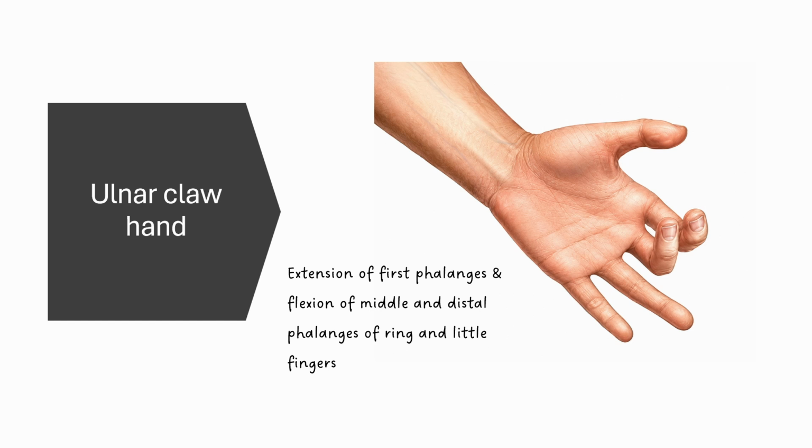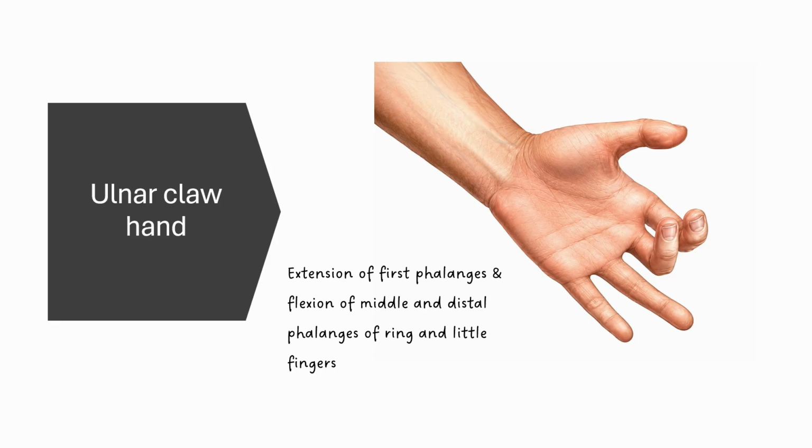Ulnar claw hand is also known as the partial claw hand because it affects only the little and the ring finger. This is due to paralysis of the interossei as well as the medial two lumbricals, which are supplied by the ulnar nerve. Now, why does this deformity occur?